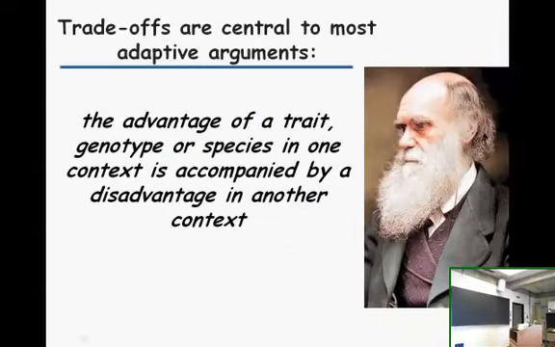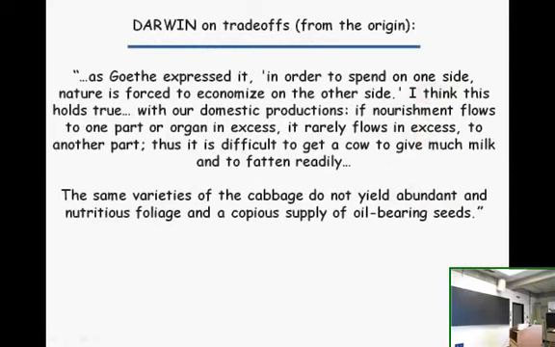Trade-offs, as I've already mentioned, are central to most adaptive arguments. The advantage of a trait or a genotype or a species in one context is accompanied by a disadvantage in some other context. If there weren't trade-offs, we'd expect single traits or genotypes or species to take over. Just to give you a sense of how important trade-offs are and their historical importance, Darwin wrote about trade-offs in The Origin of Species, and I just love this quote, so I'm going to read it to you.